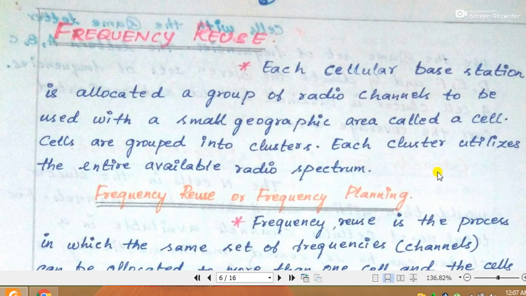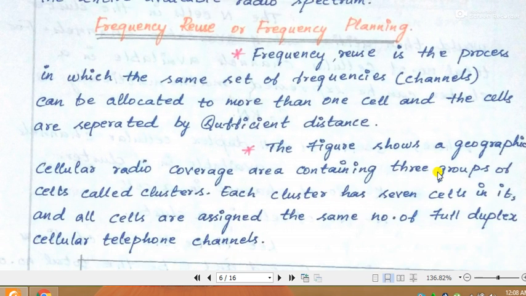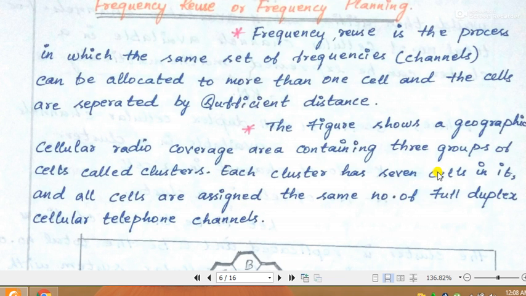Already we know that the radio spectrum is limited for cellular use, so we have to use this radio spectrum in an efficient manner. That is the reason we go for the frequency reuse concept, or frequency planning. So what is the meaning of this? We have to use the same radio channels for some other users without interference. That is frequency reuse.